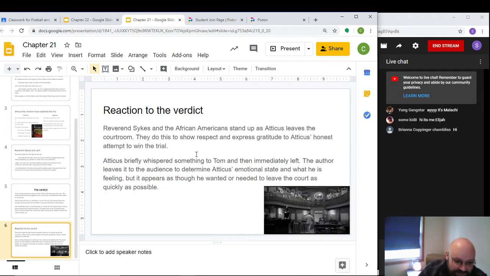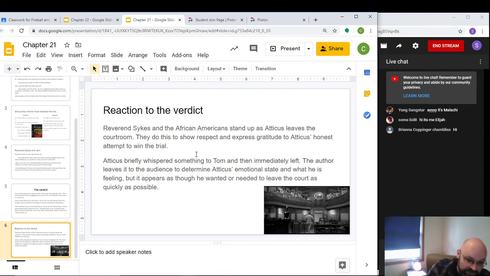Reverend Sykes and the African American population, who remember are all in the balcony, all stand up as Atticus leaves. Atticus leaves by walking straight down the center. Scout mentions in the chapter that typically he lingers around the courtroom and leaves the long way out. This time he just leaves as quickly as possible.